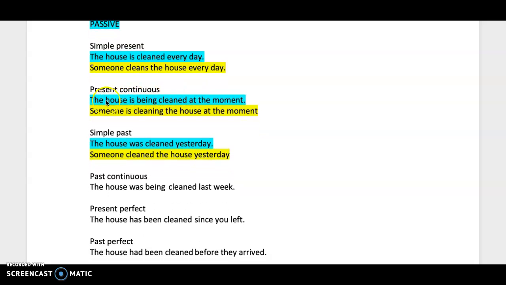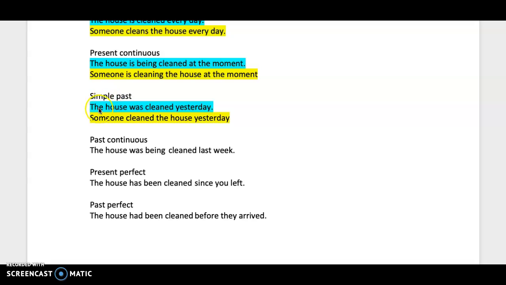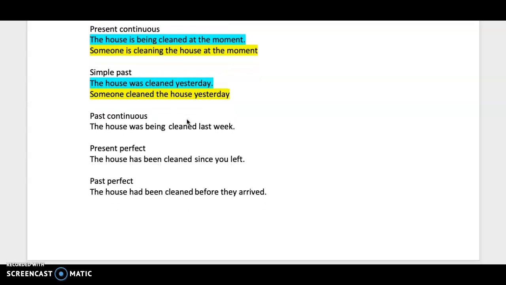Here we continue with someone is cleaning the house at the moment. The house is being cleaned at the moment. Okay? Or maybe someone cleaned the house yesterday. The house was cleaned yesterday. Okay? And here we continue with some other examples, but these are only passive voice sentences.